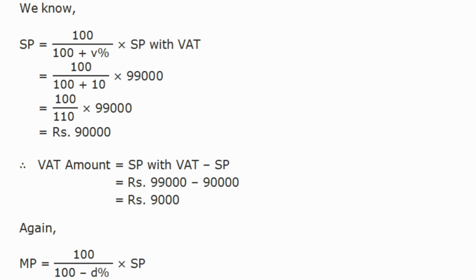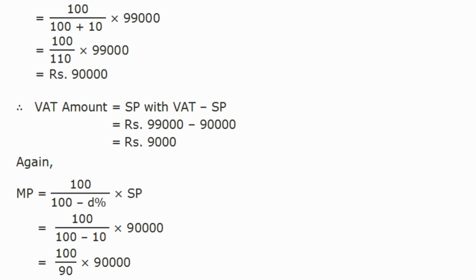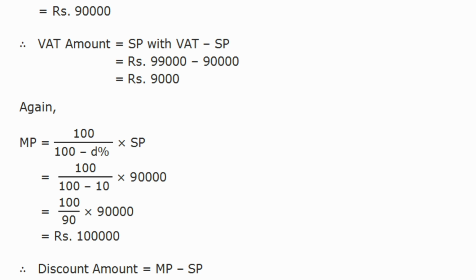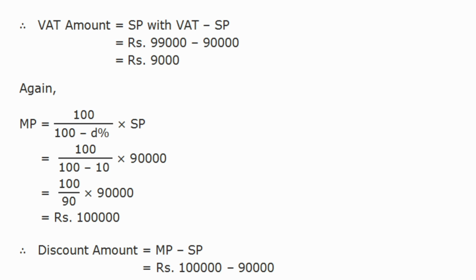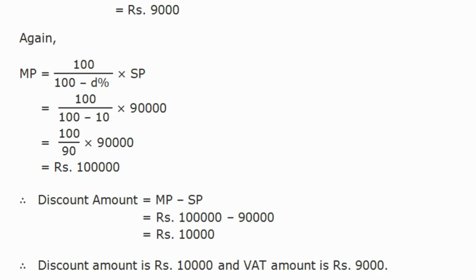Now, replacing D% and SP with values, equals 100 divided by 100 minus 10 into 90,000, equals 100 divided by 90 into 90,000, equals rupees 100,000. Therefore, discount amount equals MP minus SP, equals rupees 100,000 minus 90,000, equals rupees 10,000.